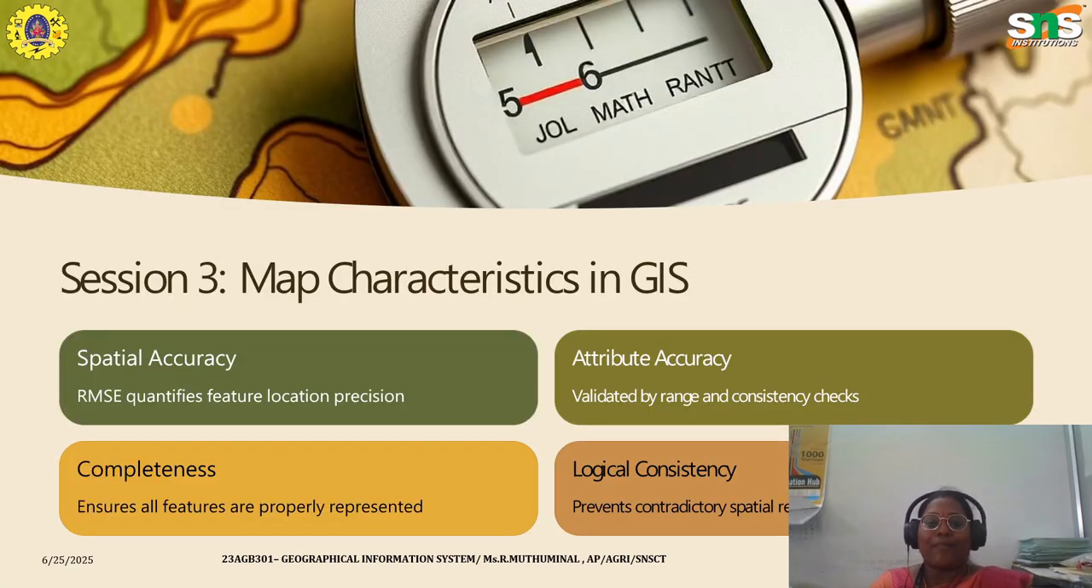The characteristics of a map in GIS depend upon spatial accuracy, attribute accuracy and logical accuracy, along with completeness. These accuracies play a major role in quantifying the location in a precise manner and validating it with the help of range checks, and they help us prevent contradictions between spatial relationships. That way we can ensure that all the features are properly represented in a map in a very minute manner. This is how the map could be developed.